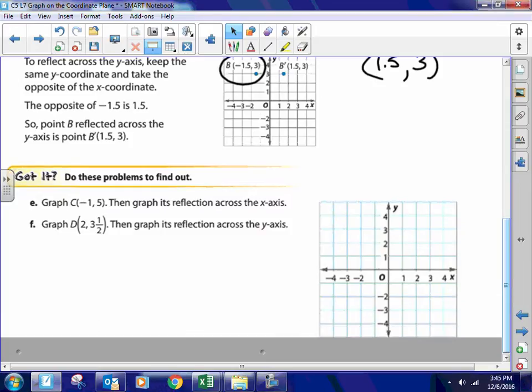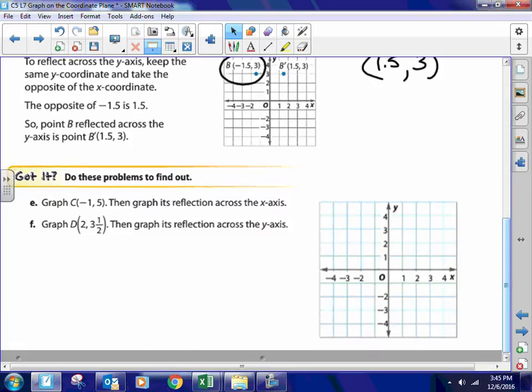Now, the way that we do this is, again, they want us to graph C at -1, 5. Remember, it goes x then y. So -1 goes this way, and then they want us to go up to 5, all the way at the end of our graph. All right, we have to label it. It's C. Now, they want us to reflect it across the x-axis.